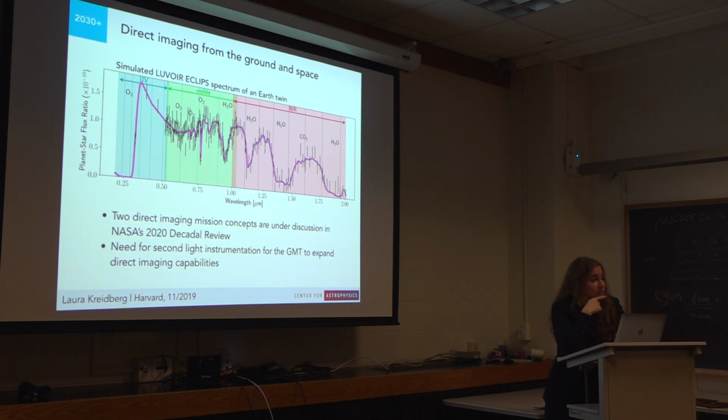You can also do direct imaging from the ground. And there is currently planned a GMT instrument that will be doing this in the infrared. I think that there's a lot of room to develop second light instrumentation to do this in the optical, where you can get reflected light.